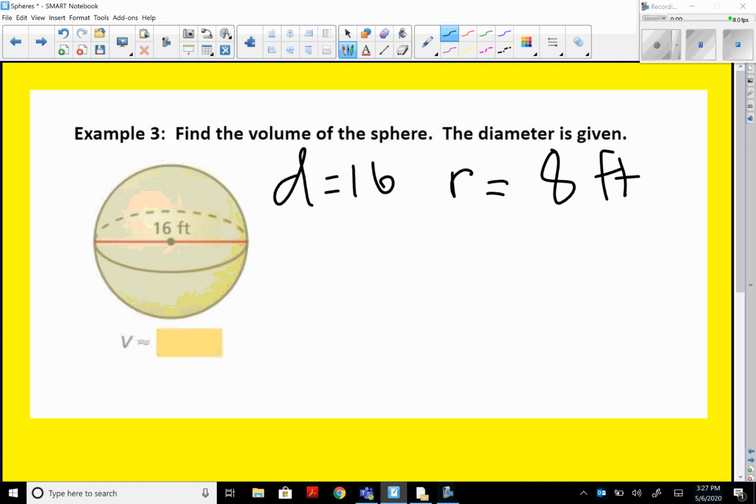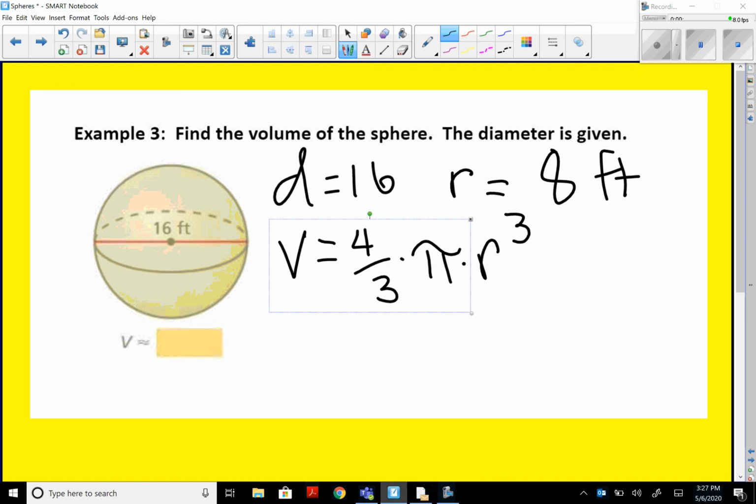And you need to make sure when you plug the number into the formula that you use the value for the radius and not the diameter. Okay, so volume equals 4/3 times pi times r to the third power. All right, so let's go ahead and start with r to the third power. So that's 8 to the third power. So let me rewrite all this again. 4/3 times pi times 8 to the third power. And 8 to the third power is 8 times 8, which is 64. And 64 times 8 again would be 512.